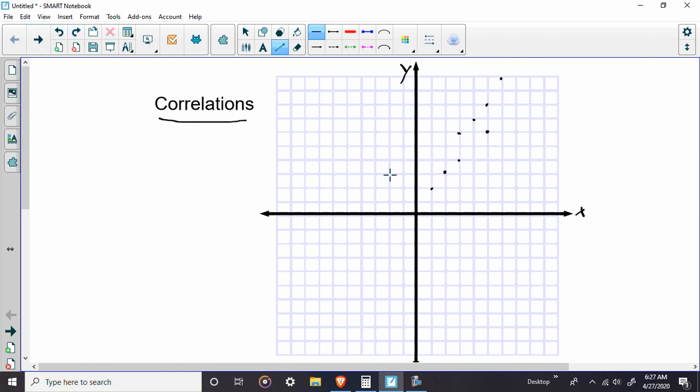But the tricky part is there are a lot of different lines that might fit through these points. Those are not the same lines I drew. That one's a little bit steeper. But there's definitely a trend, right? There's definitely something that we can see going on here.